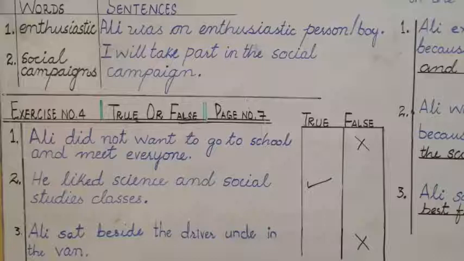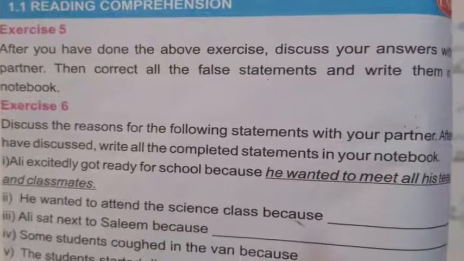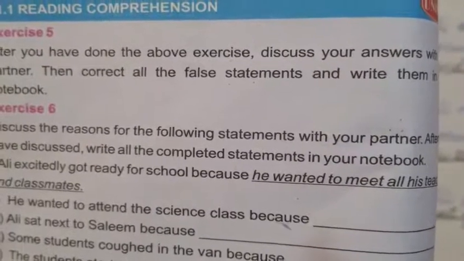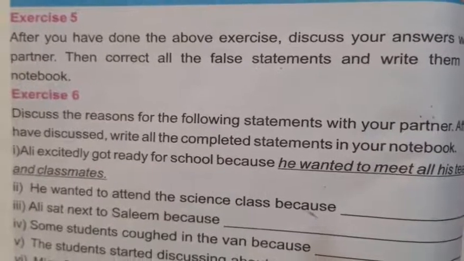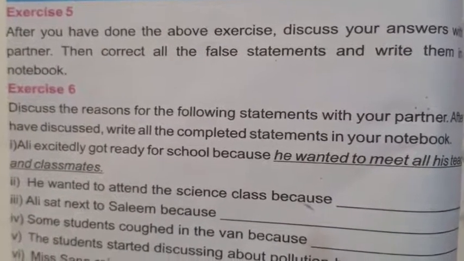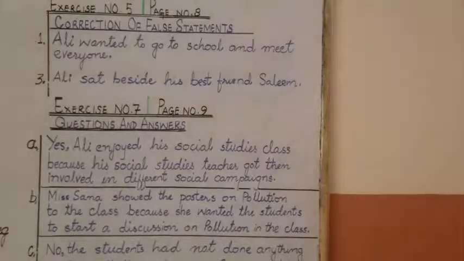Now, turn the page for exercise 5 and read the instructions for exercise 5. After you have done the above exercise, discuss your answers with your partner, then correct all the false statements and write them in your notebook. ठीक है? We did exercise 4, true or false. It has 10 sentences. Some of them are correct and some of them are incorrect. So we have to pick incorrect sentences and make them correct and then write those sentences into the notebook.